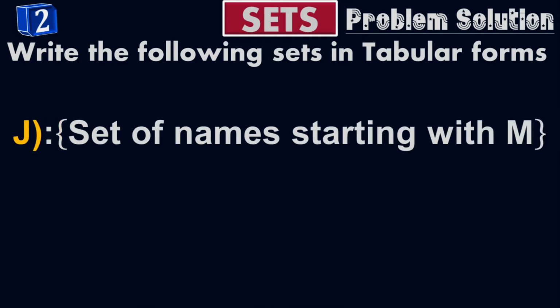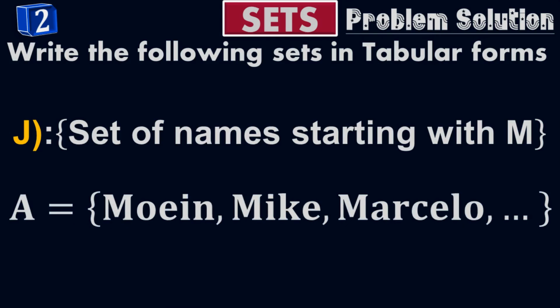Part J. Set of names starting with the M. What will be its tabular form? This is going to be the tabular form. I just randomly give the name A to this tabular form. You can give any name. So A is a set of all those names which are starting with the M, like Moein, which is my name, Mike, Marcelo, and so on up to infinity. You can put all those names which are starting with the M.